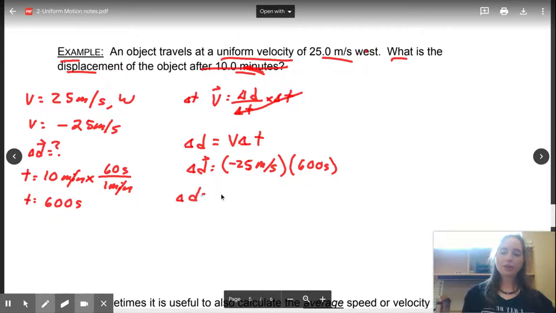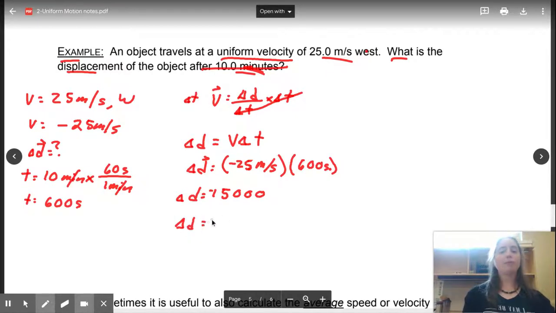You're going to put that in your calculator, and you are going to get negative 15,000. Well, let's look at our units here. Meters divided by seconds times seconds. Seconds on the bottom, seconds on the top. The seconds cancel and we're left with meters. That's what we want.